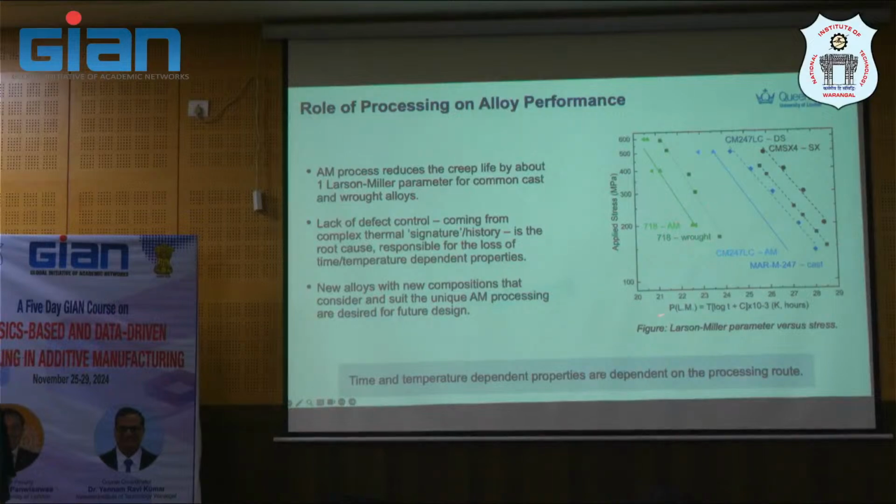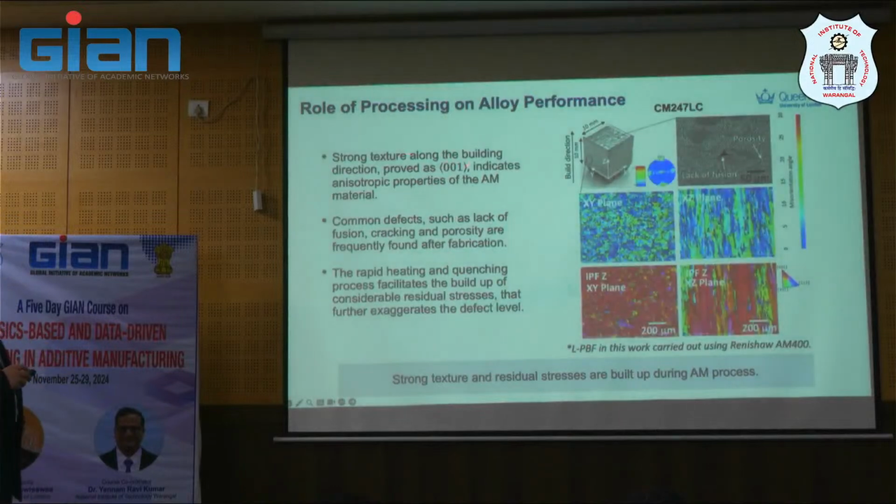So the life of the material after printing, again, is for as-printed machine condition samples, so there will be some difference. Another thing is the role of processing in alloy performance. As everyone knows, they are very heavily textured, so the properties are anisotropic. There are also some common defects that at that time we had not investigated very much: lack of fusion, cracking, or porosity, usually found in this kind of printing process.